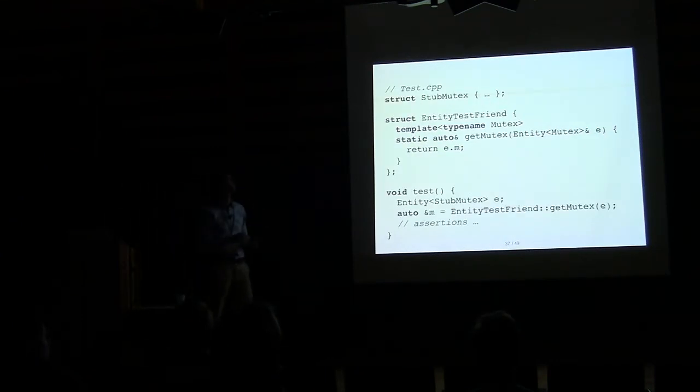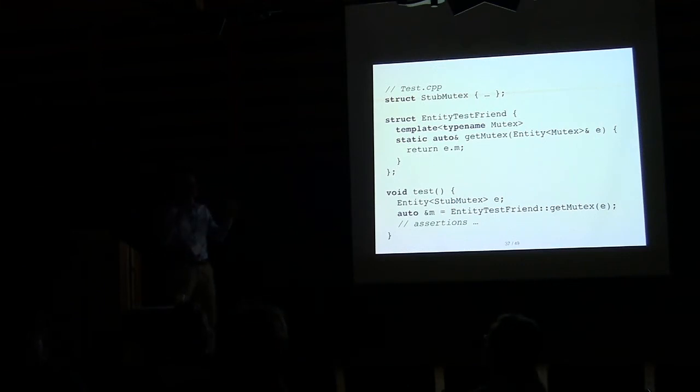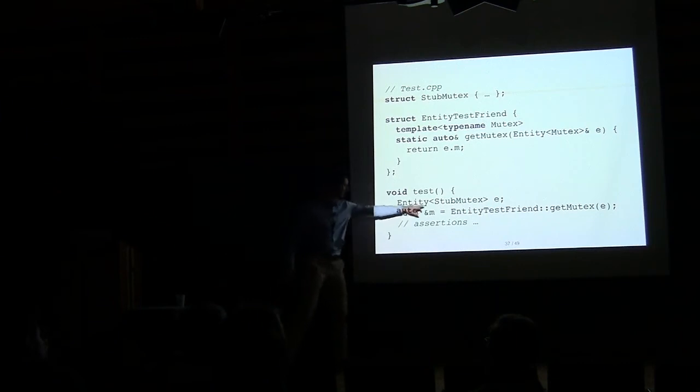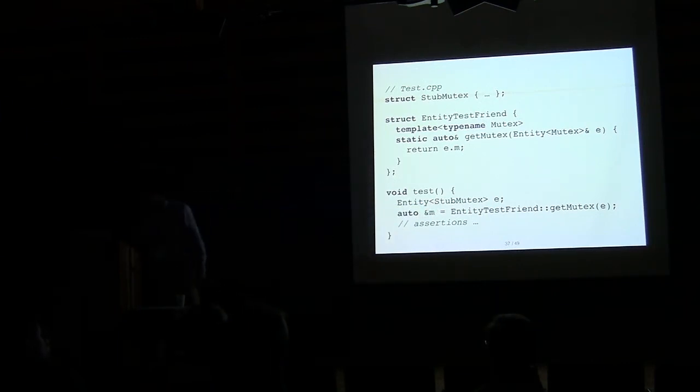This can be handy because, for example, we can define an accessor or a getter function for every member, and it could be also useful to make that getter a template, because in that case we would be able to reuse this function template in all kinds of different test doubles. Let's imagine you have not just this test double, but a fake mutex, whatever.